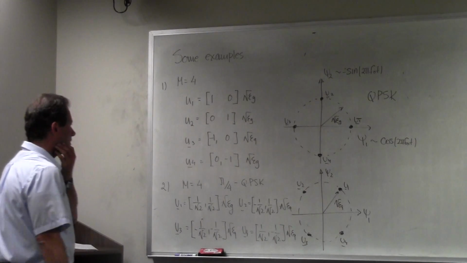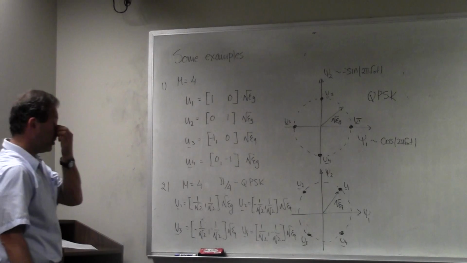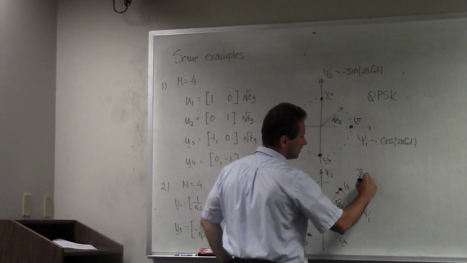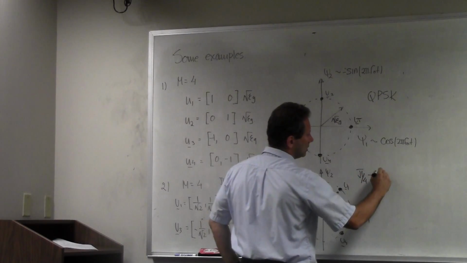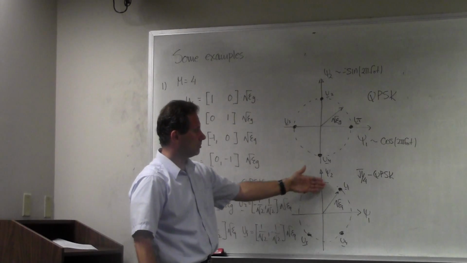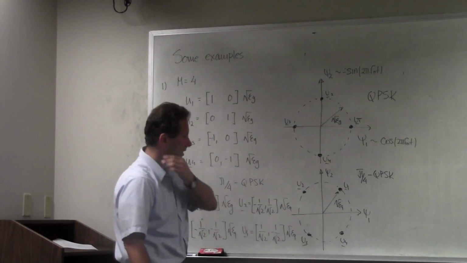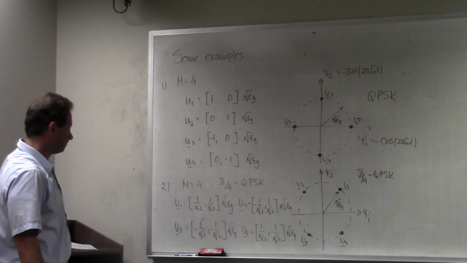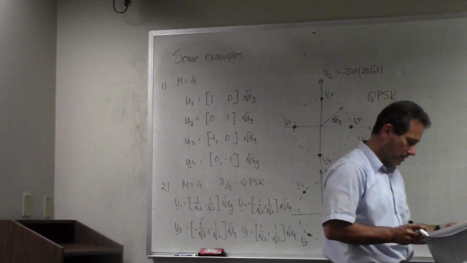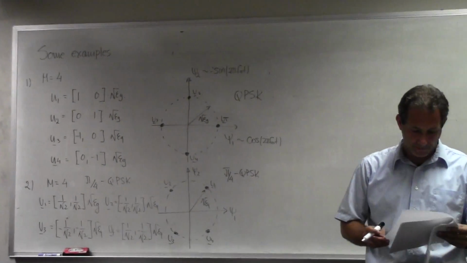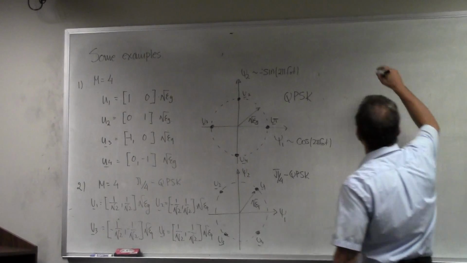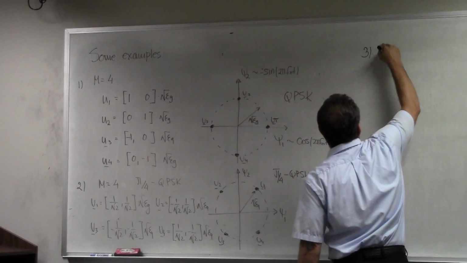So that's 2 examples for m equal 4. They're both referred to as QPSK, but this one, if you want to be precise, is pi over 4 shifted QPSK. And this is by far the much more popular version of QPSK in practical implementations. Now you can continue this process, and I'm going to give you another example. And this is an example for m equal 8.